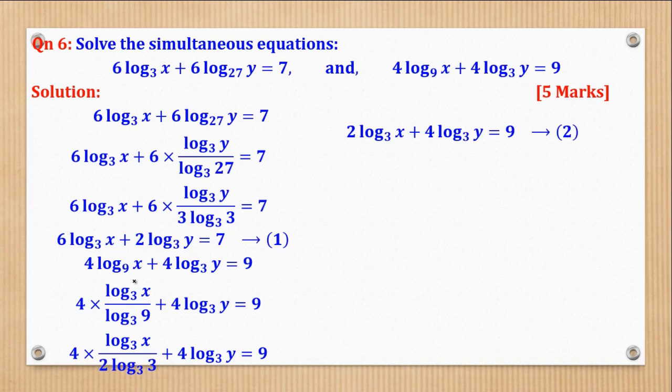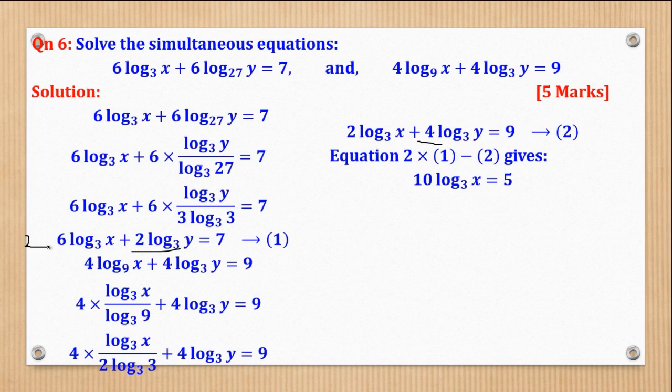Now I have 2 equations, but you realize that in equation 1 there is log base 3 of x, and here there is also log base 3 of x. In equation 1 there is log base 3 of y, and also here there is log base 3 of y. That makes it a little simpler, because I can just eliminate log base 3 of y to get x, then also eliminate log base 3 of x to get the value of y. So let me start by eliminating log base 3 of y. How will it be done? If I want to eliminate y, here there is 2 and here there is 4.